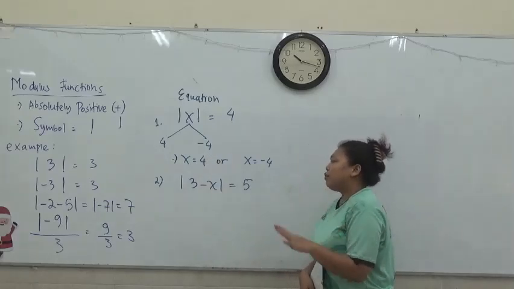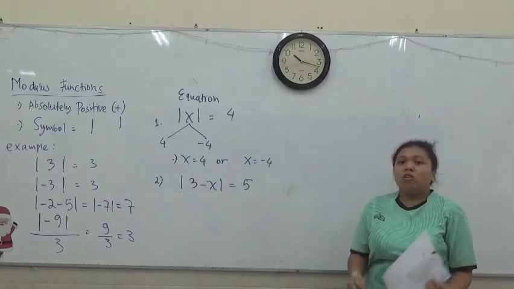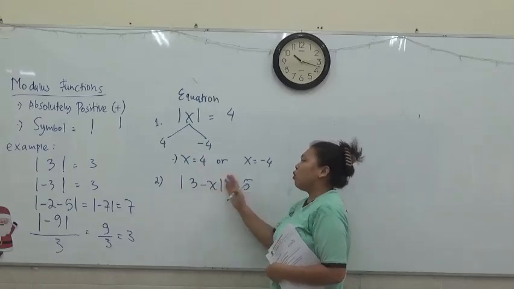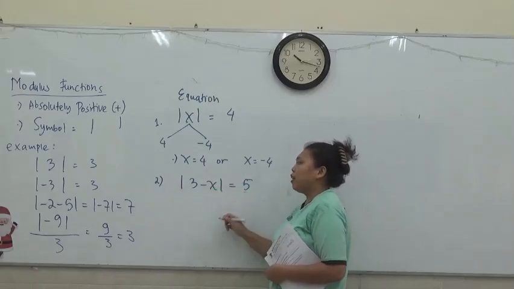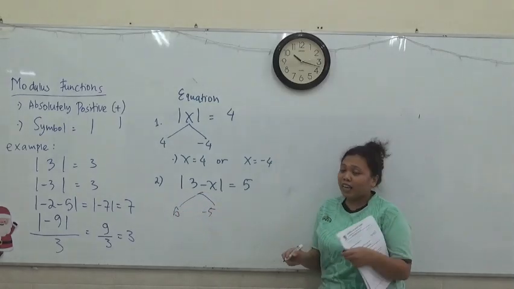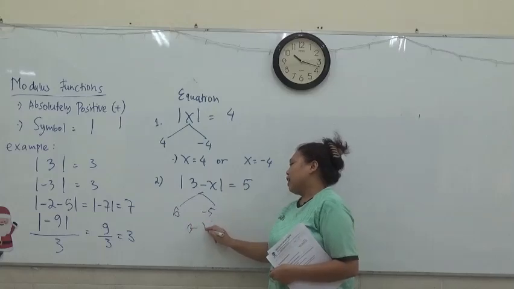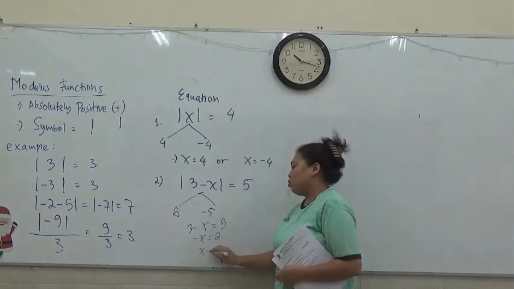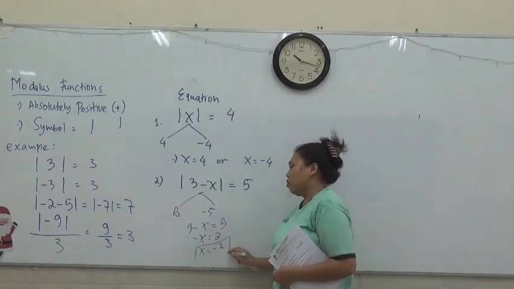The second, the absolute value of 3 minus x equals 5. What should be inside the absolute bracket when it equals 5? Just either positive 5 or negative 5. So 3 minus x equals 5, minus x equals 2, x equals negative 2, and then you highlight your answer.